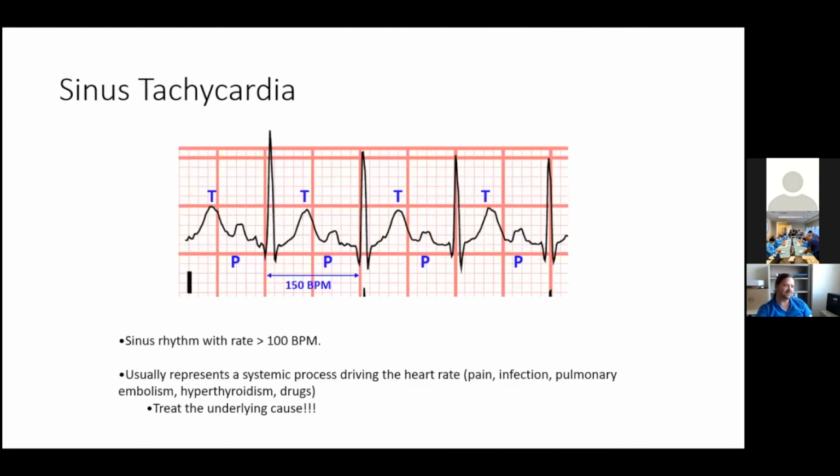So speaking of the mechanisms of arrhythmia, let's just run through quickly several of the causes of tachycardia. So a narrow complex regular tachycardia would be sinus tachycardia. Usually this is sinus rhythm with a rate over 100 beats a minute. Usually represents a systemic process driving the rate, whether it's pain, infection, PE, hyperthyroidism, drugs. The mainstay of treating sinus tachycardia is actually to treat the underlying cause, although there are some electrical causes of sinus tachycardia that are inappropriate.